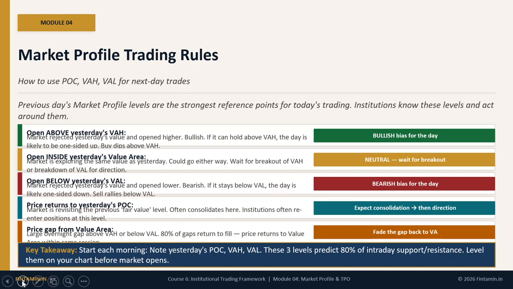Rule number 4 is when price returns to yesterday's POC, expect consolidation. Institutions recalibrate around this level. Often the day's range is centered on POC. Buy below POC, sell above in a range day. Rule number 5 is gaps from the value area tend to fill. If today opens 200 points above VAH with no major news, the gap back down to VAH is a high probability fade trade. Markets hate unsupported gaps.